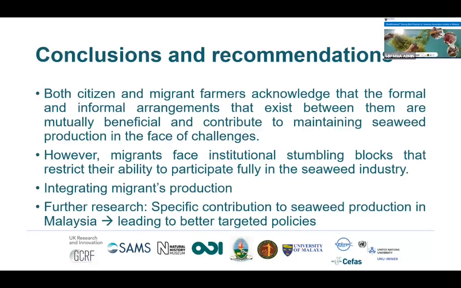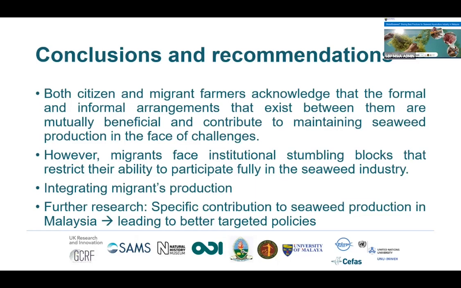Recognizing migrants as official farmers with a significant contribution to seaweed production will help Malaysia to improve this industry. Integrating migrant production in monitoring information will not only improve the accuracy of official statistics, it will also build a more accurate picture of the full impact of seaweed production on the local economy, particularly in providing a source of income to the most marginalized members of coastal communities.